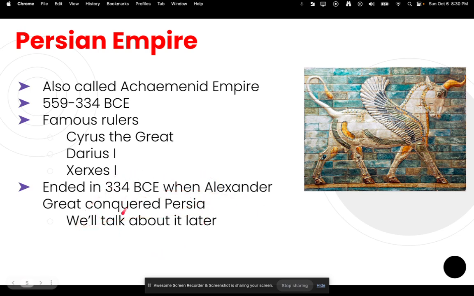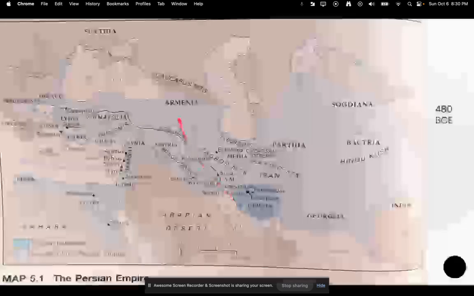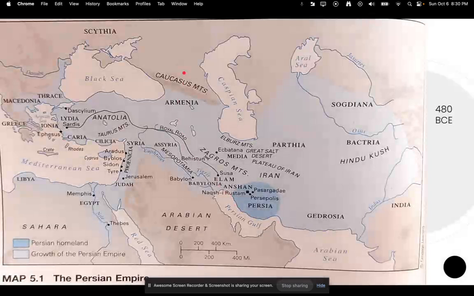So, I know, you kind of have to jump ahead of yourself before you can really talk about the details. All right, so here is the map of the Persian Empire. Now, this map is from about 480 BCE. In this darker blue blob is where the Persian Empire originated. Today that would be modern day Iran.